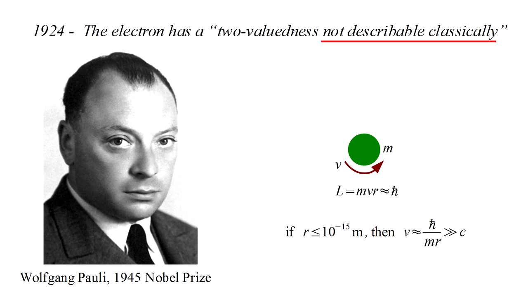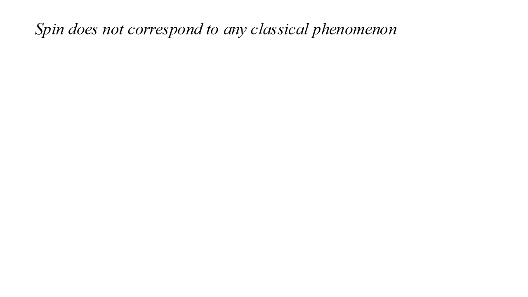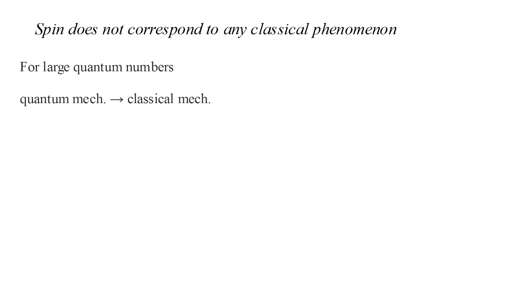Still, the term two-valuedness not describable classically is an abstract mouthful. It's so much easier to just say spin. And that's the term people have settled on, while offering the caveat that quantum mechanical spin does not correspond to any classical phenomenon. Previously, we discussed Bohr's correspondence principle, where for ever larger quantum numbers, quantum mechanics corresponds ever more closely to classical mechanics.